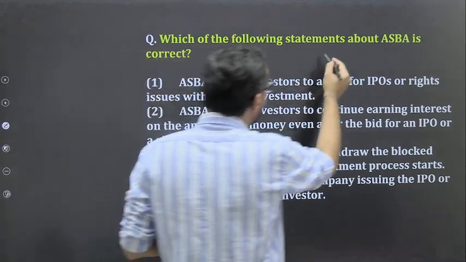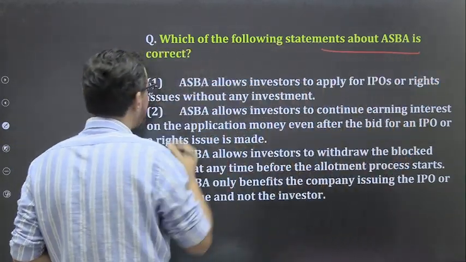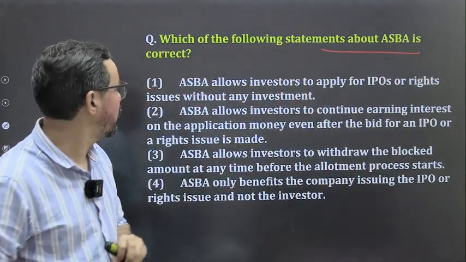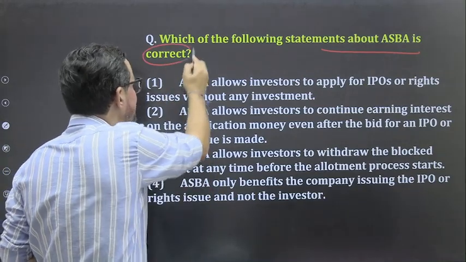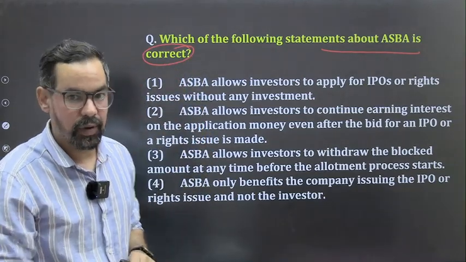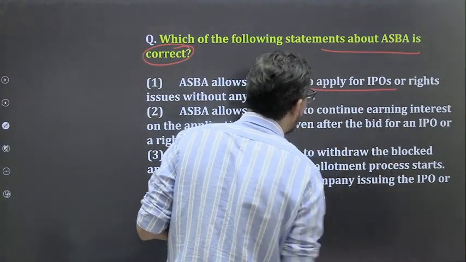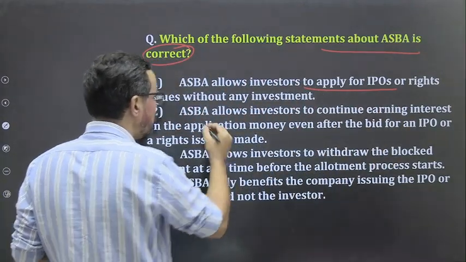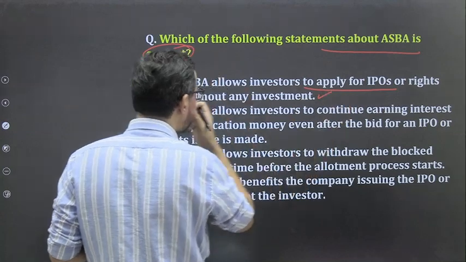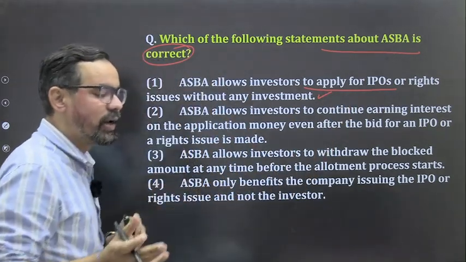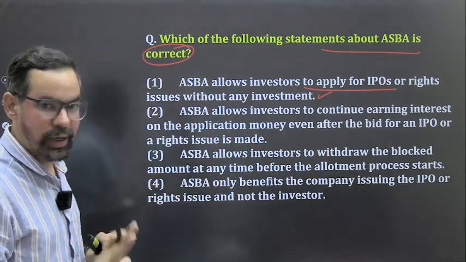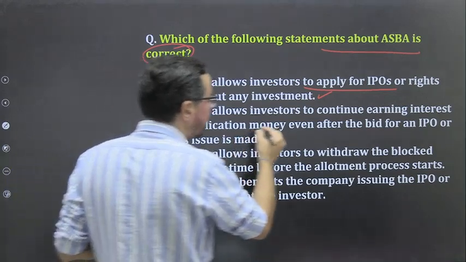Which of the following statements about ASBA, application supported by blocked amount, is correct? Okay. So last year there was a question based on the ASBA application itself. Okay. So ASBA allows an investor to apply for an IPO or rights issue without any investment. Okay. मतलब your funds will not get transferred to the issuing company. ठीक है.